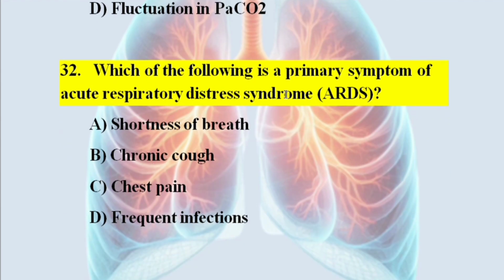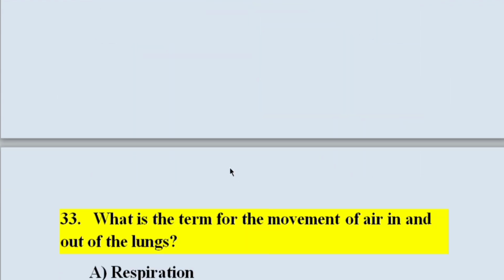Which of the following is the primary symptom of acute respiratory distress syndrome? Alpha, shortness of breath. Beta, chronic cough. Charlie, chest pain. Delta, frequent infections. So in this case, the right option is alpha, shortness of breath.